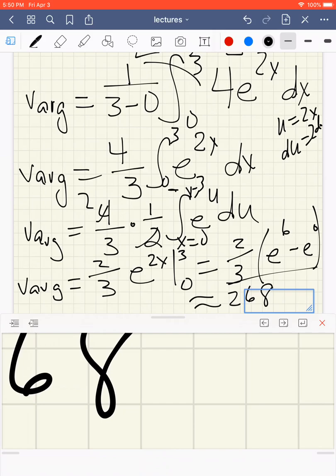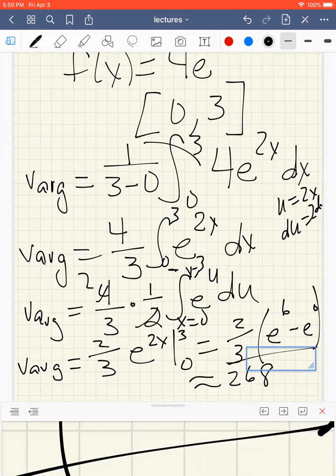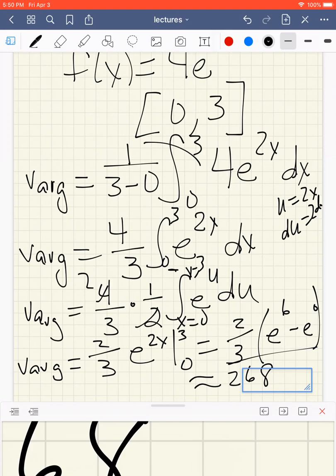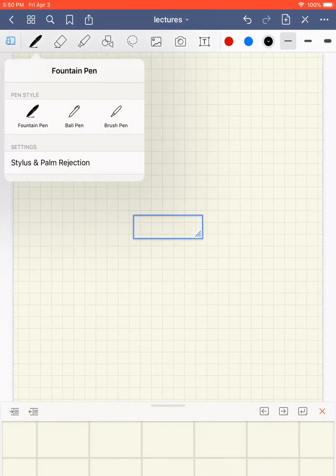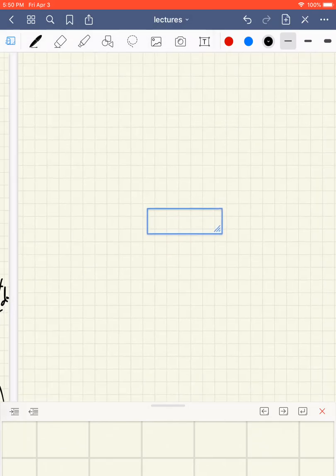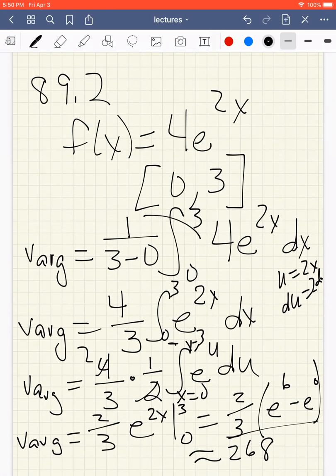I don't even know what just happened. Let's go to the next page. 268.29. I don't know what just happened, guys. I don't understand. Here we go.